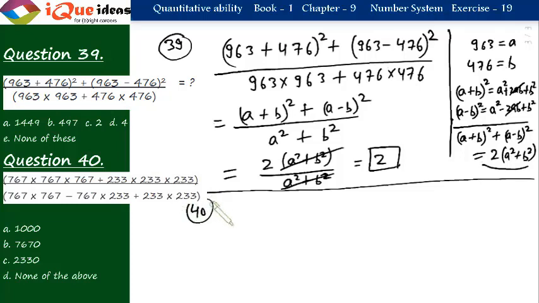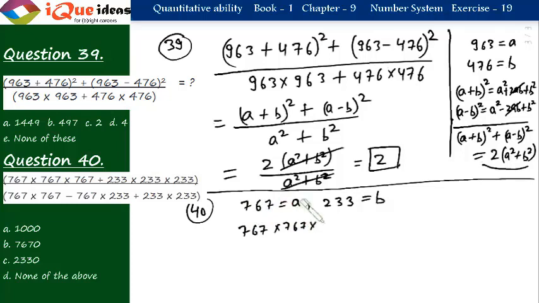Now let's take question number 40. It says 767 into 767 into 767 plus 233 into 233 into 233, divided by 767 into 767... So straight away we take 767 as A and 233 as B. Now look at the given expression. It is 767 into 767 into 767, so it becomes A cube.